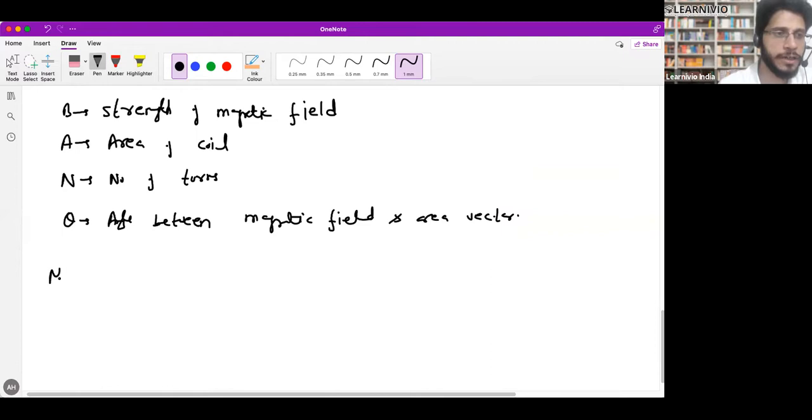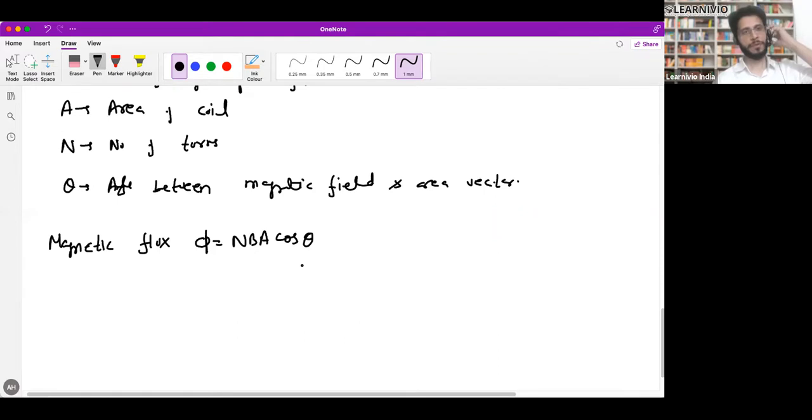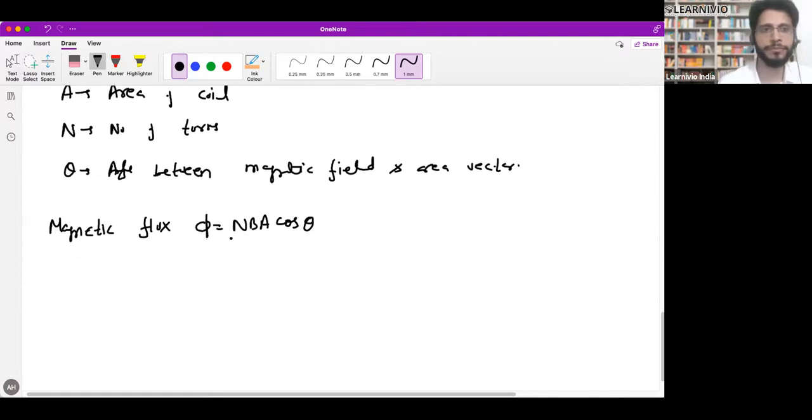So you can write that magnetic flux phi is NBA cos theta. That's the magnetic flux phi, which is NBA cos theta, where N is the number of turns in the coil, B is the strength of the magnetic field, A is the area of the coil, and theta is the angle between them.